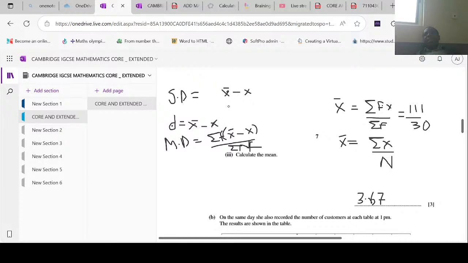the reason why it's called standard deviation is that you take the square of the deviation. So you first take the square of this deviation.